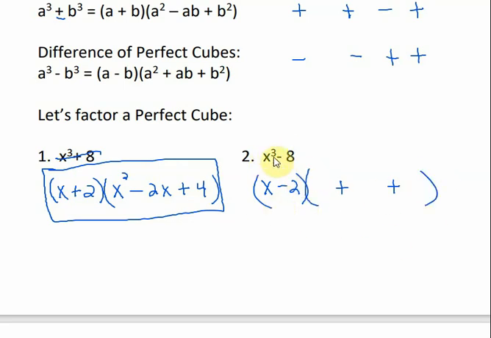Alright, so then I don't look at this anymore. I take what I just wrote. I take the first term and square it. If I square x, I get x squared. Multiply the two terms together. x times 2 is 2x. Take the last term and square it. 2 squared is 4. And that's it. That's my answer.